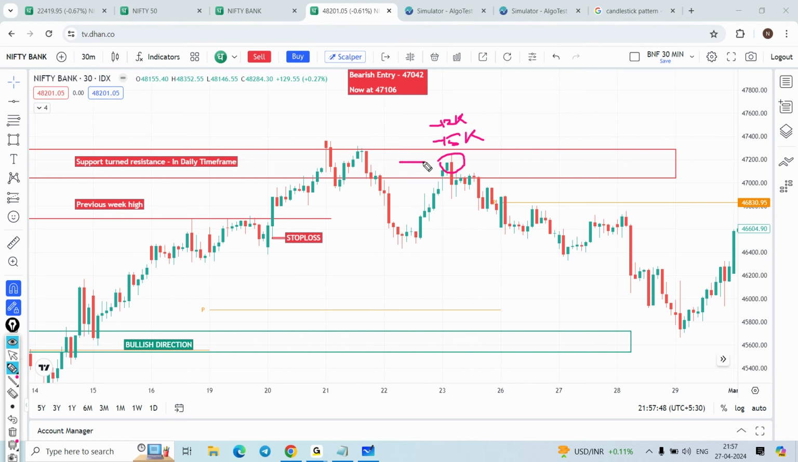Everything will be emotion, overthinking, panic, pressure, by which you will exit this loss. Just 70 points against you in Bank Nifty, 70 points, 100, 150 points against you. You will break the rule of not exiting before the stop loss. You will exit earlier and then blame this down move.